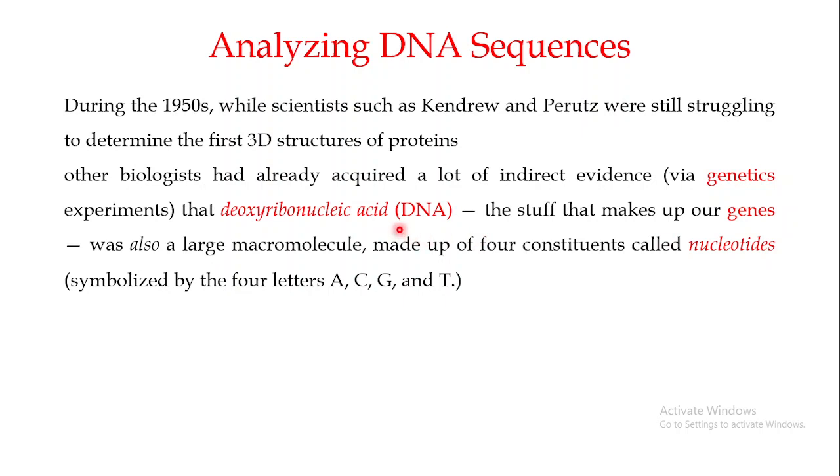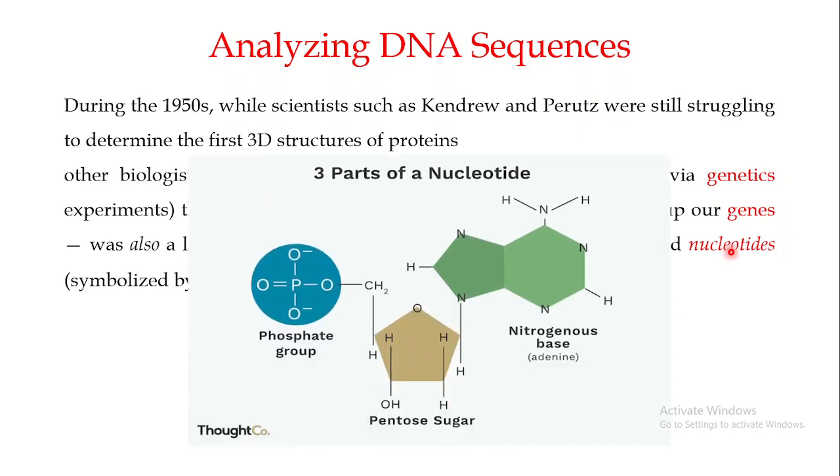So they identified that DNA, just like the protein, is also a macromolecule, and it is made up of 4 constituent nucleotides, which are symbolized by the letters A, C, G, and T. Just as proteins are made up of amino acids, the DNA is made from nucleotides. So what are nucleotides? When you look at the general structure of a nucleotide, there are 3 parts. One is a nitrogenous base, the other one is a pentose sugar, and the third part is a phosphate group. So this is the general structure of a nucleotide.